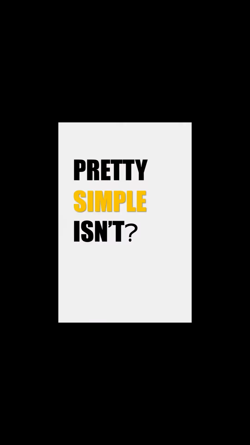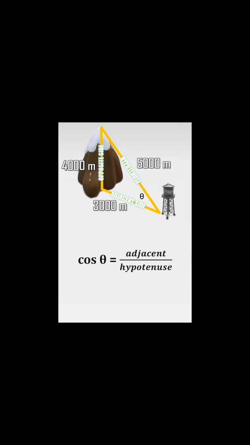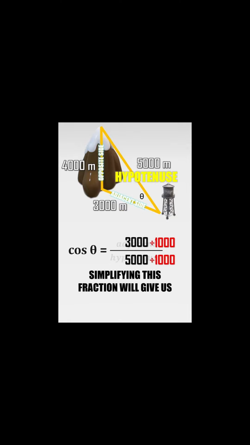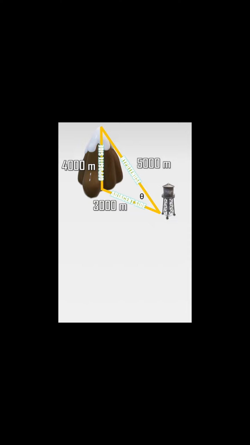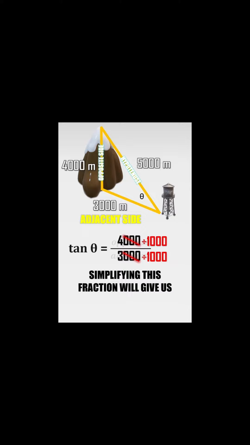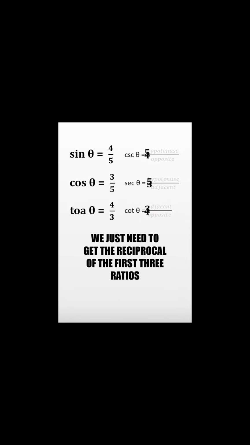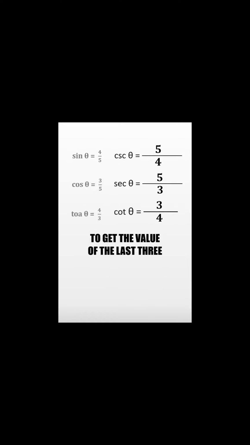Pretty simple, isn't it? Next is CAH, or cosine theta, which is equal to its adjacent side divided by the hypotenuse. 3,000 divided by 5,000. Simplifying this fraction will give us 3 over 5. Next is TOA, or tangent theta, which is equal to its opposite side divided by its adjacent side. 4,000 divided by 3,000. Simplifying this fraction will give us 4 over 3. Given this information, we just need to get the reciprocal of the first 3 ratios to get the value of the last 3.